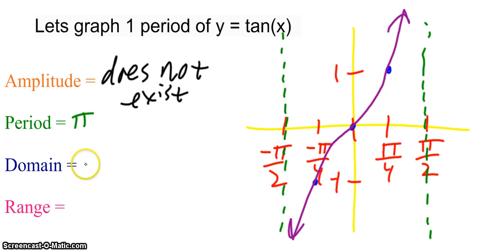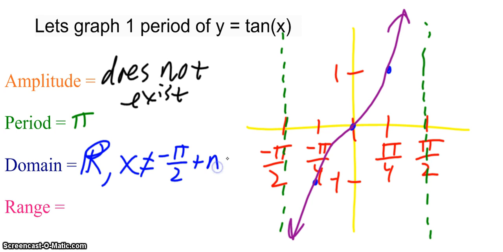What is the domain? This is a little bit tricky. The domain, we're going to write, is all real numbers, except x does not equal, and then this is going to be one of the asymptotes, so I'm going to say negative pi halves plus n, where n represents any integer, and then times the distance between asymptotes, which is pi. What is the range? We just talked about this. Negative infinity to infinity. That is the tangent curve.